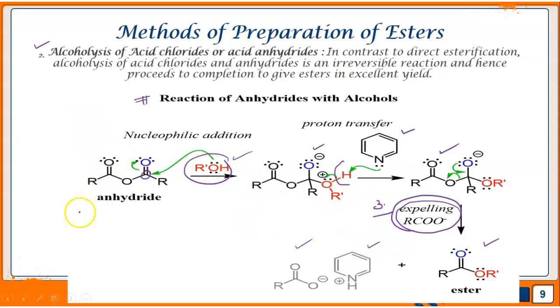So in the first step, what is occurring? Nucleophilic addition. In the second step, your proton transfer occurs. In the third step, your expulsion of the carboxylate ion happens, which leads to the formation of this particular ester. Okay, so that is all about this particular step.